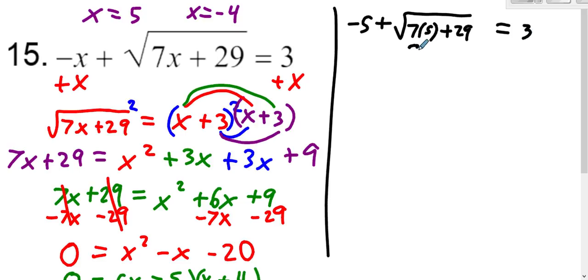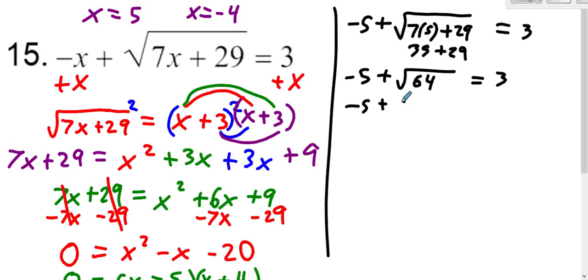So 7 times 5 is 35. 35 plus 29 is 64. Square root of 64 is 8. So that's negative 5 plus 8 equals 3. And that's true. So that means x equals 5 works. It's true. It's an answer.